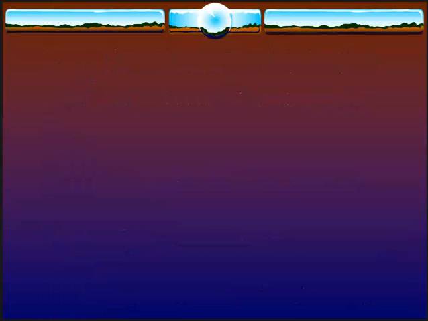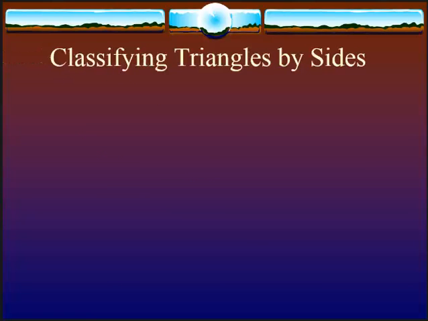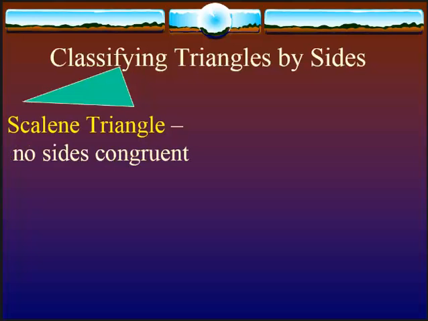We can also classify triangles by the side length. If none of the sides are the same length, all three sides have a different measure, then we call that a scalene triangle. Okay, so lots of definitions in this lesson. You need to study them, make flashcards, work with a partner somehow to learn these terms.